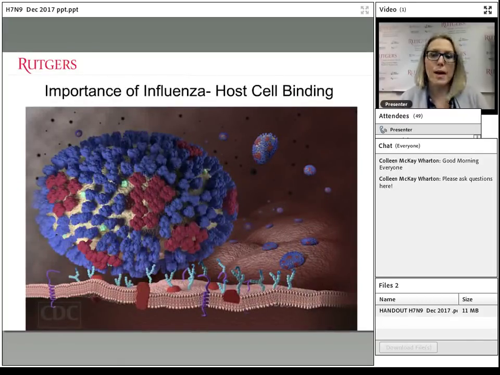And so when we talk about host cell binding, here's a picture of influenza virus binding to a host cell. Again, you have the hemagglutinin and neuraminidase on the outside of the viral envelope, and those little blue chains are on the cell membrane of our cells. Those chains are sialo-oligosaccharides. And so the influenza virus is going to bind specifically to the sialic acid receptor on those oligosaccharides.